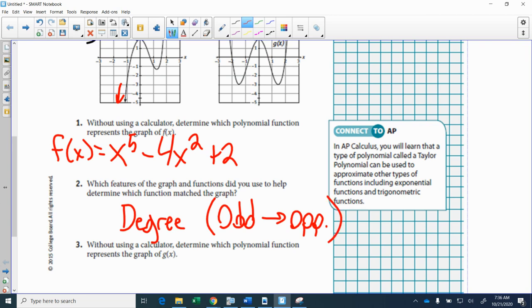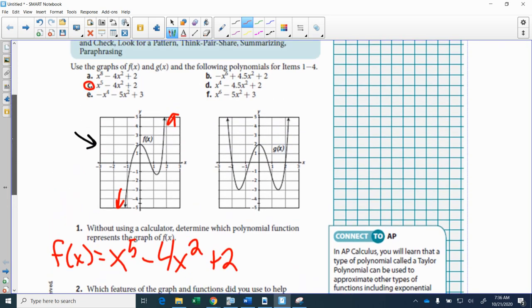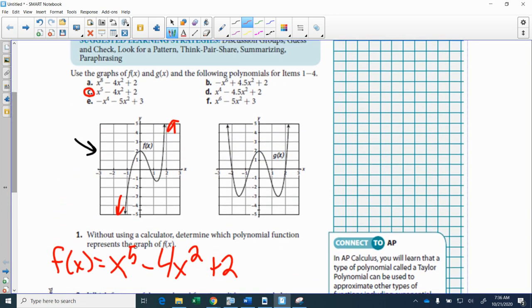They want us to use the same idea for the g of x graph. Well, this one's not as easy, because in the first one I could simply say that based off end behavior, it's got to be odd. In g of x, based off end behavior, it's got to be an even function. Five of the equations up there are even degree functions: you've got an eighth, a fourth, a sixth, a fourth, a sixth.